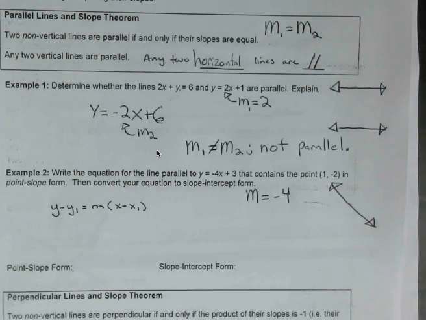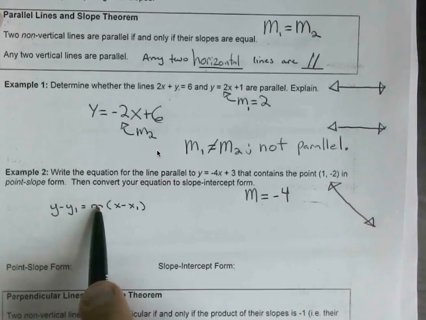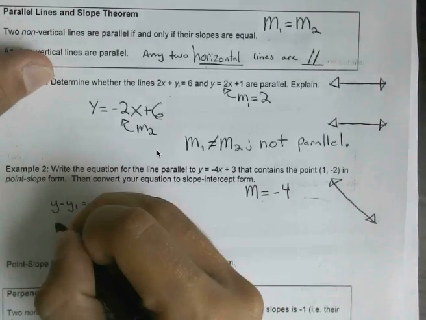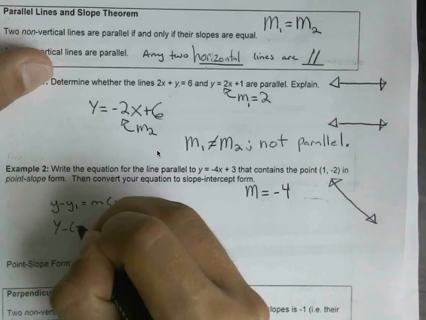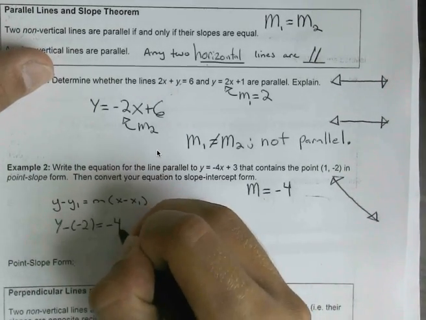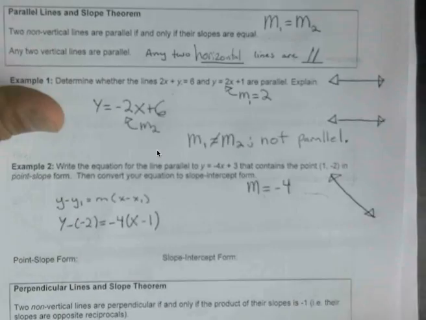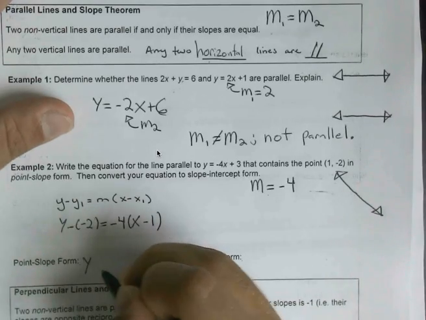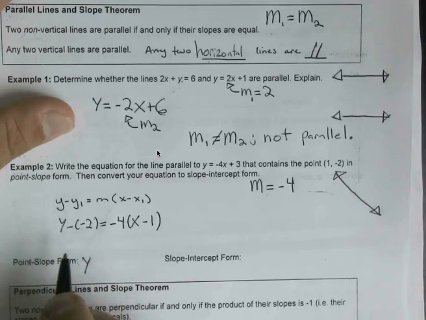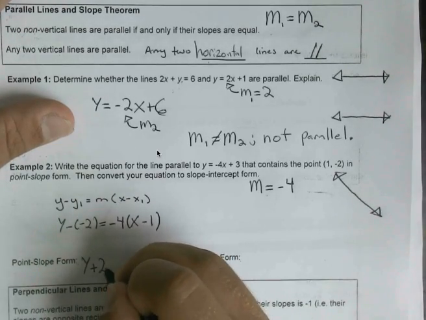All right, well now what? We have a point, we can plug that in here. We also have the slope, we can plug that in here. So let's do that. So we have y, and we're deducting negative 2. This is equal to negative 4, parentheses x minus 1. All right, cool. So we have that point slope form done. We'll clean this up a little bit. Y minus negative 2, we can rewrite as y plus 2.